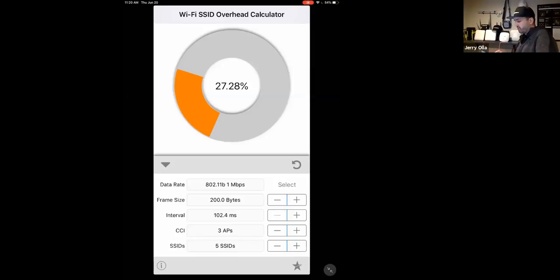Hopefully you guys can see this okay. And yeah, same kind of things where we can choose our data rates. We can choose the beacon frame size. We can choose the interval, CCI, number of APs. So very similar. You can see we're looking at 27% utilization right now with a 200 byte beacon frame, and as we looked at it, it was about 240. So you can see as the beacon size increases, so does the utilization. And that's just to do with what kind of information elements are being advertised in those beacon frames.